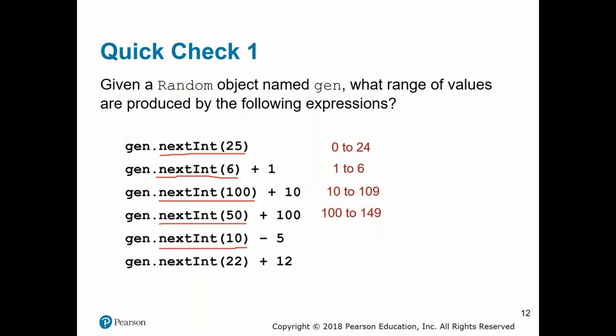nextInt(10) gives 0 to 9. So 0 minus 5 is minus 5, and 9 minus 5 is 4. So minus 5 to 4. nextInt(22) is 0 to 21. So 0 plus 12 is 12. 21 plus 12 is 33. So this is the answer.